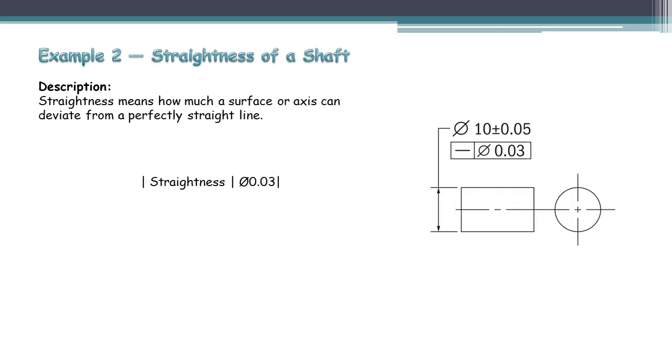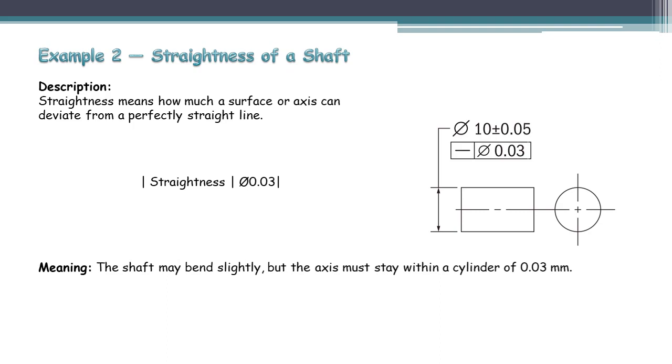Next is straightness. A shaft should be perfectly straight like a rod, but in reality, it may bend slightly. Straightness controls how much bending is allowed. Here in this drawing, it is 0.03 bend is allowed.